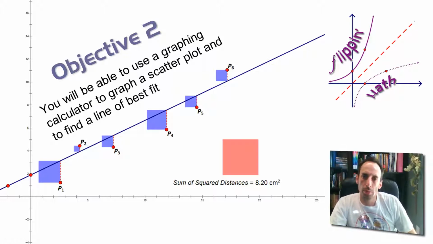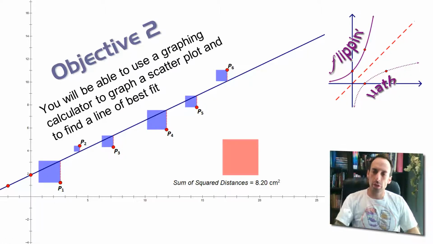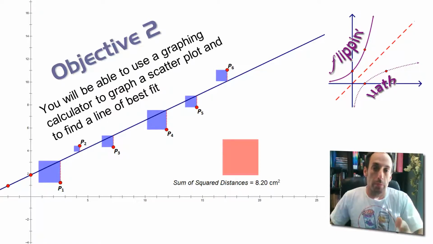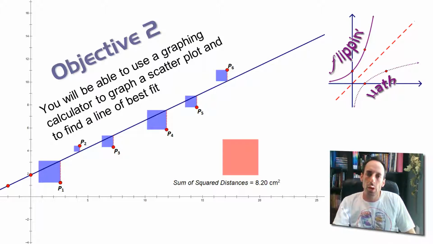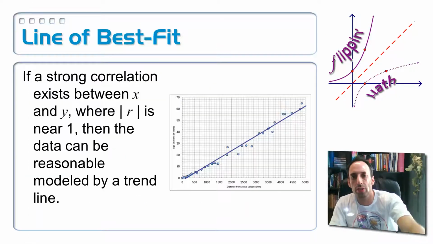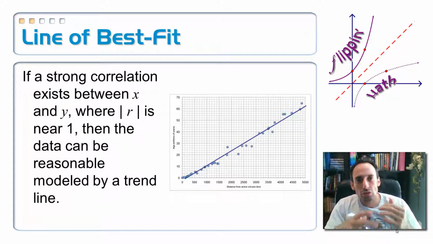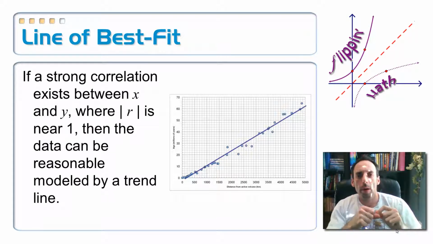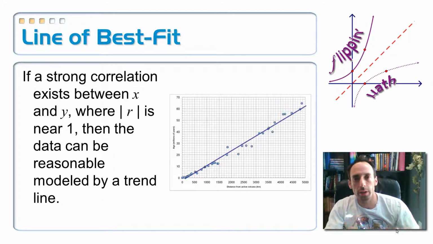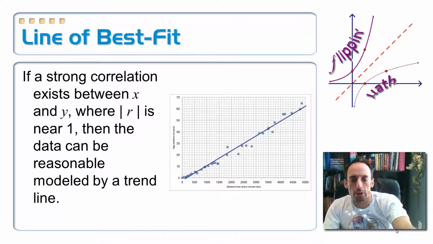Alright, let's continue objective 2 about using the graphing calculator to make a scatter plot and find a line of best fit. So in the previous video, we just did a scatter plot. We saw that it had a strong positive correlation. So if your set of data has a strong correlation, which of course means that the correlation coefficient is pretty close to 1, then you can have the calculator come up with a line of best fit. It's a trend line that reasonably models the data.